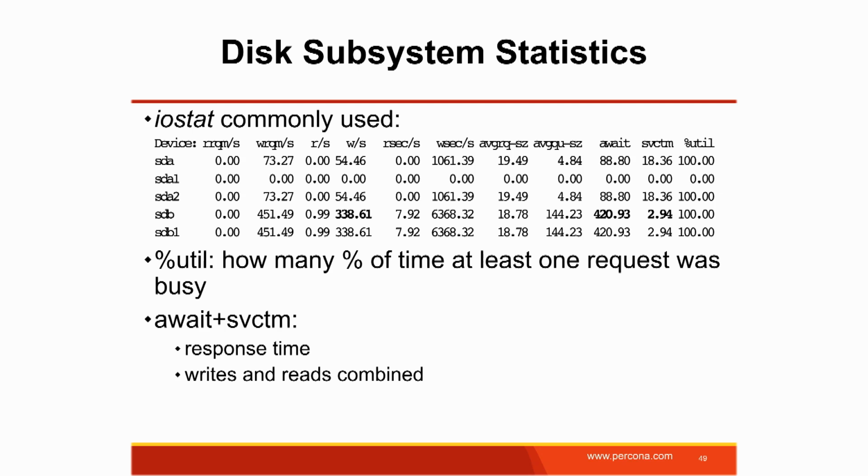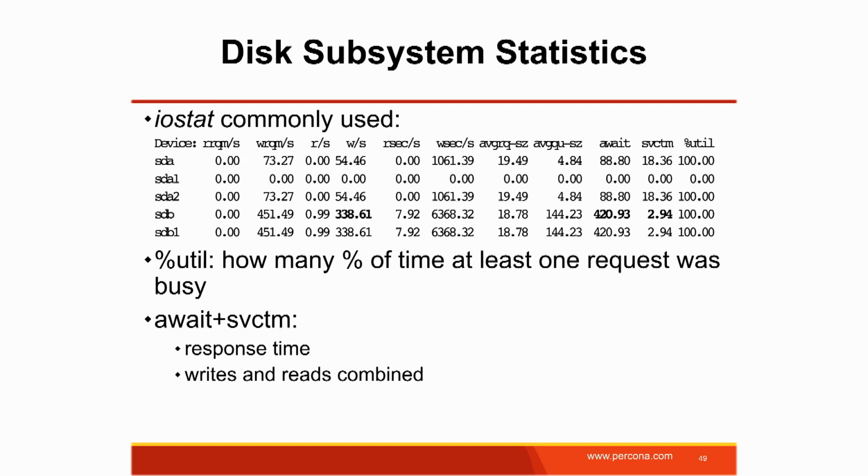Disk subsystem, we've got iostat, pretty common. Important things we can see here, sdb had an average wait of 420 milliseconds and a service time of 2.94 milliseconds. So this means disk I/O was pretty stressed here. We had about 338 writes and 0.99 reads per second. So that's not that much. There's something going on with the disk subsystem.